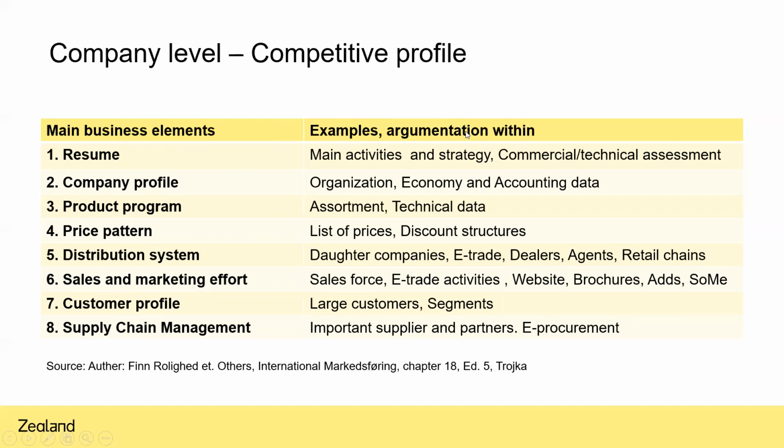There are examples here of how to argue within the resume, company profile, product program, price pattern, and so on. If you go through these 8 steps, you will have a pretty good idea of how to compete with your biggest competitor on that particular market. You get some very good insights, and you can also find this information on their website, by the way, most of it anyway. So it's not that difficult to find information to write about how you can do even better than your biggest competitor on the market.